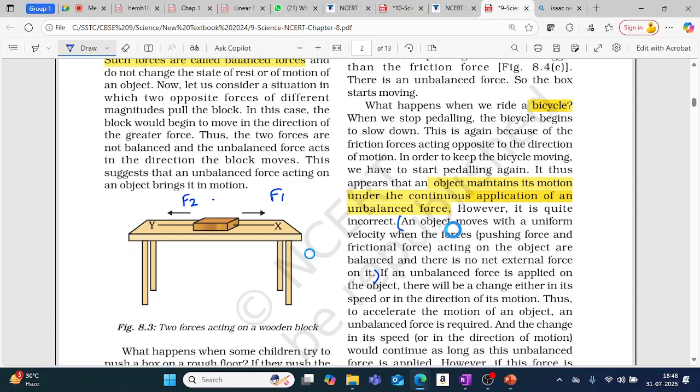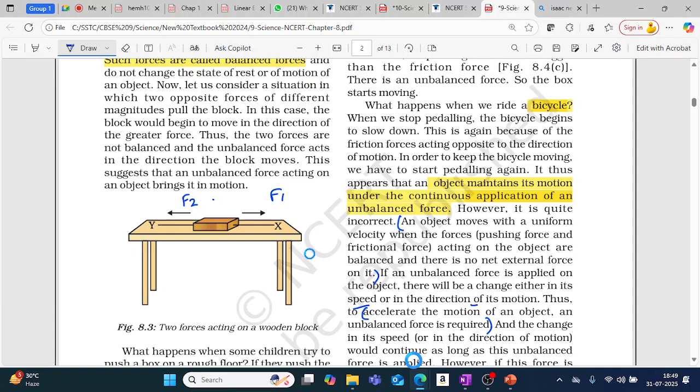So, as long as it is balanced, it stays in the same state, whether it is rest or motion. If any unbalanced force is applied, only then there is a change in state. There will be either a change in speed or in the direction of motion. So, to accelerate the motion, unbalanced force is required. This can be an assertion proof question.